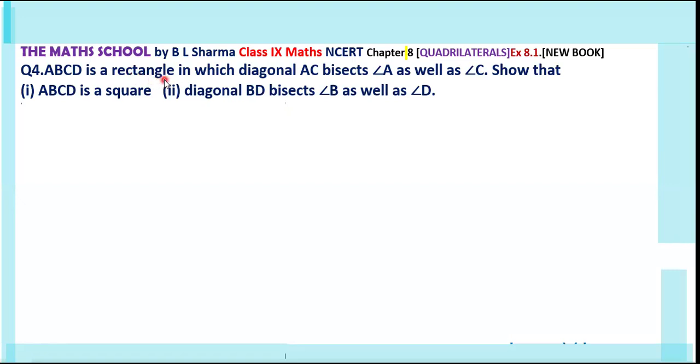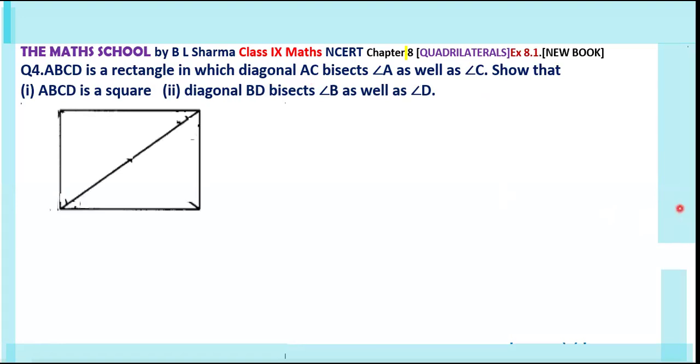ABCD is a rectangle in which diagonal AC bisects angle A as well as angle C. Show that ABCD is a square. Diagonal BD bisects angle B as well as angle D. We have to visualize this question through a diagram. So first of all, we have to draw a rectangle, with diagonals and their nomenclature.